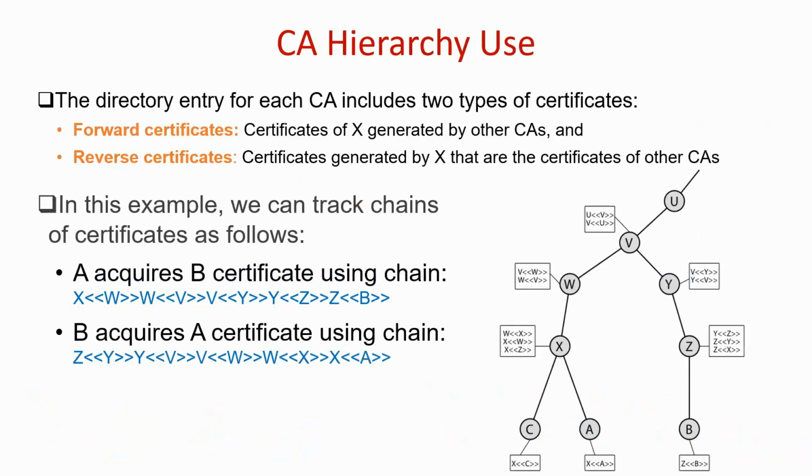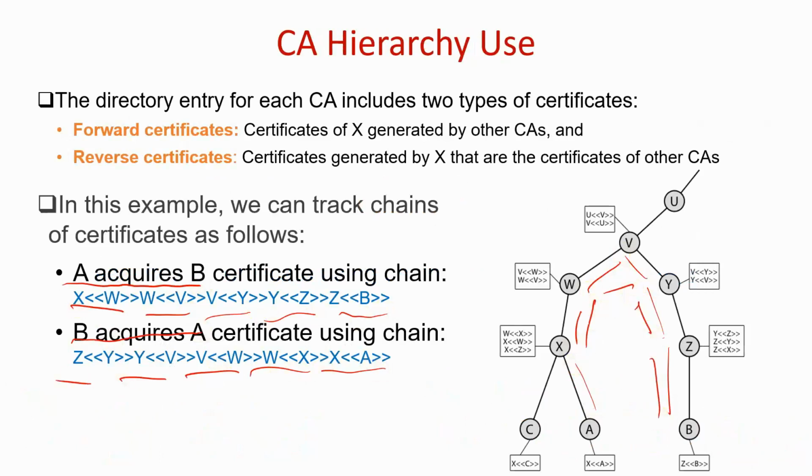You can form what is called the certificate chain to authenticate anyone who is part of any certificate authority. Let's say, for example, A is acquiring the certificate of B, then it will get the certificate of B signed by Z, then the certificate of Z signed by Y, the certificate of Y signed by V, V signed by W, W signed by X, and A trusts X. So now the chain is complete. If B is acquiring the certificate of A, then it is the certificate of A signed by X, certificate of X signed by W, W signed by V, V signed by Y, Y signed by Z, and I trust Z.